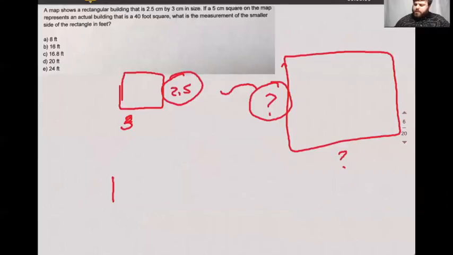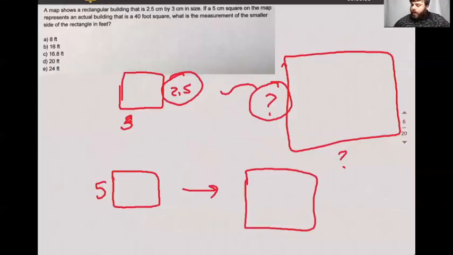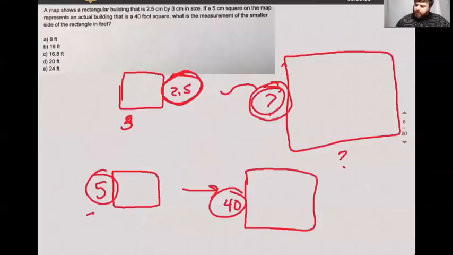And I remember we do have some comparison here. We know that a 5 centimeter building on the map translates to a 40-foot side of an actual building. So that's how we're going to set up our proportion. We know how that changes, and so we'll be able to tell how this changes. Okay, so we set up 5 over 40. All right, we'll do map over actual equals map over actual.